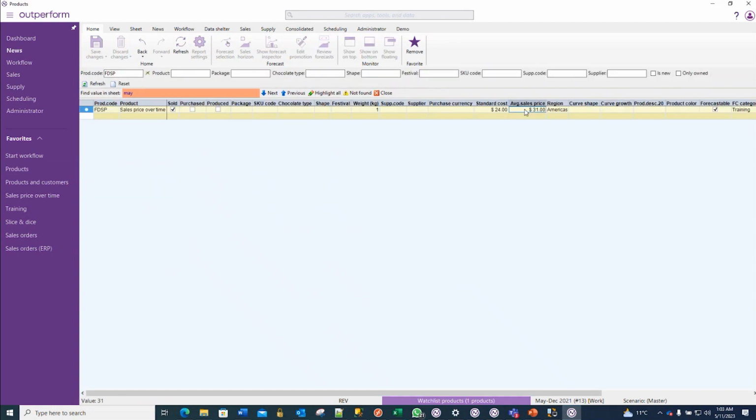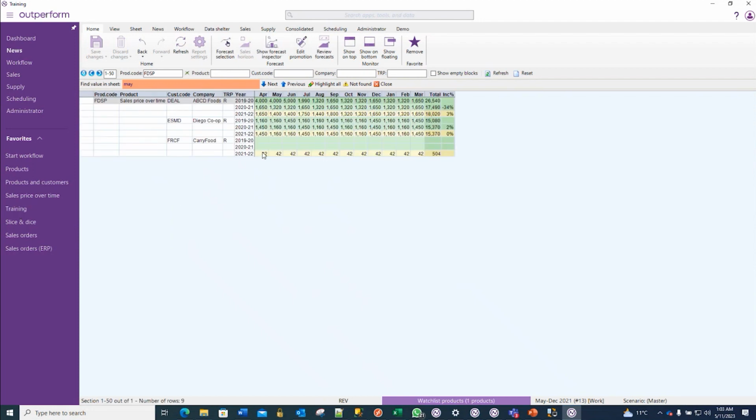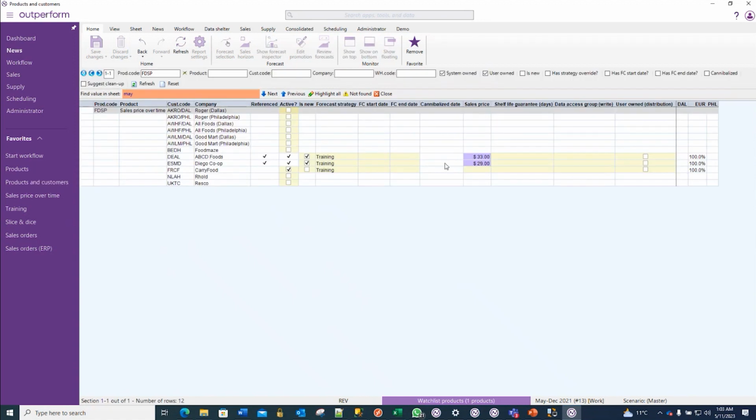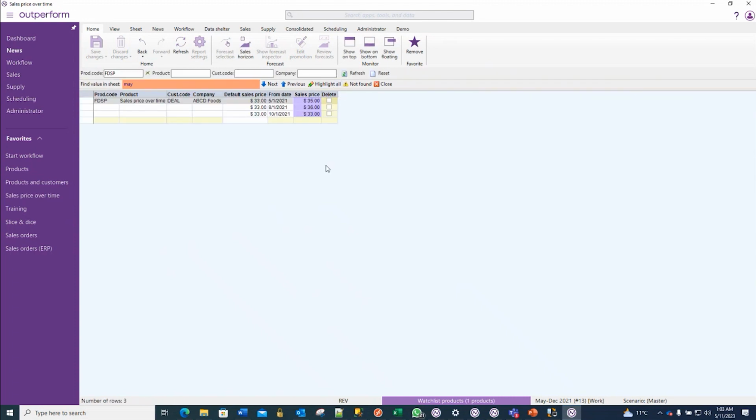If this price is changed to 32, well, let's change it to 42. Charming number. Then this price is being applied here, but these areas are not being affected because these product customer relationships, they rely on price levels specified here at that detailed level and even here with the sales price over time.